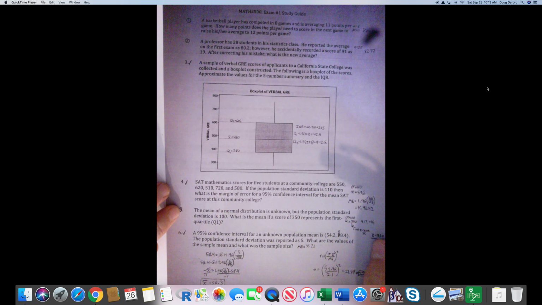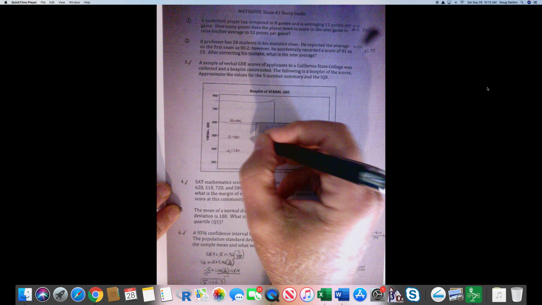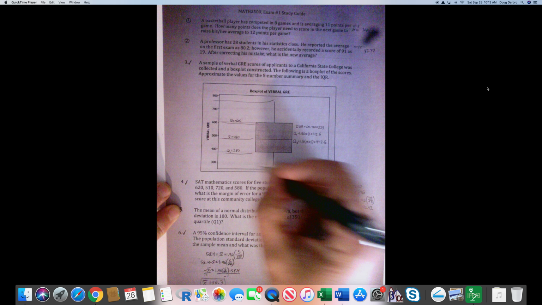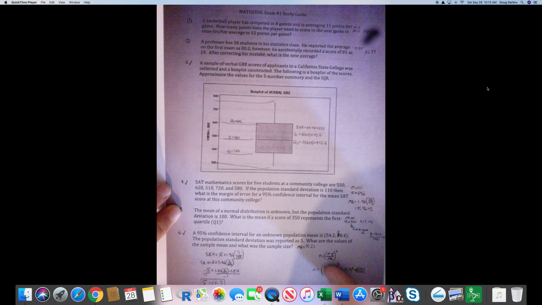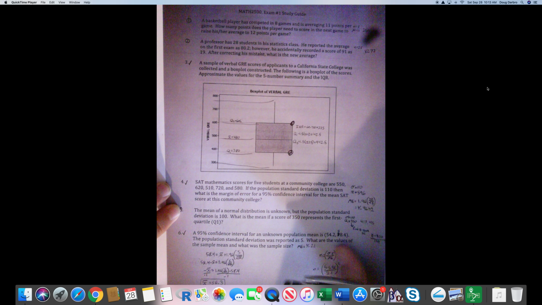I'm not even going to work this one. I worked it in class. Guys, just follow the lines over, make an approximation as closely as possible. IQR is just the difference between Q3 and Q1. I'm not going to spend any time on that one because that's something that we should all know how to do.